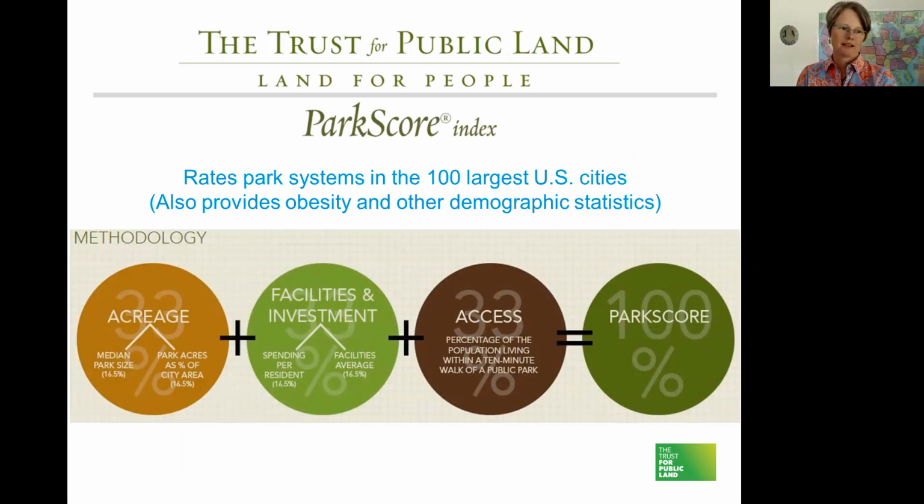So we look at acreage, facilities and investment, and access. Acreage and facilities and investments comes from another database that's a survey-based database that the Trust for Public Land does with those 100 largest cities annually. The access piece is GIS based. So that's where we're using ESRI's network analyst, their business analyst database, and other tools to create that 10-minute walkable service area, looking at opportunities for access, barriers to access. Most of you probably know about that extension, but it's a great extension to use to create a walkable network around any feature.